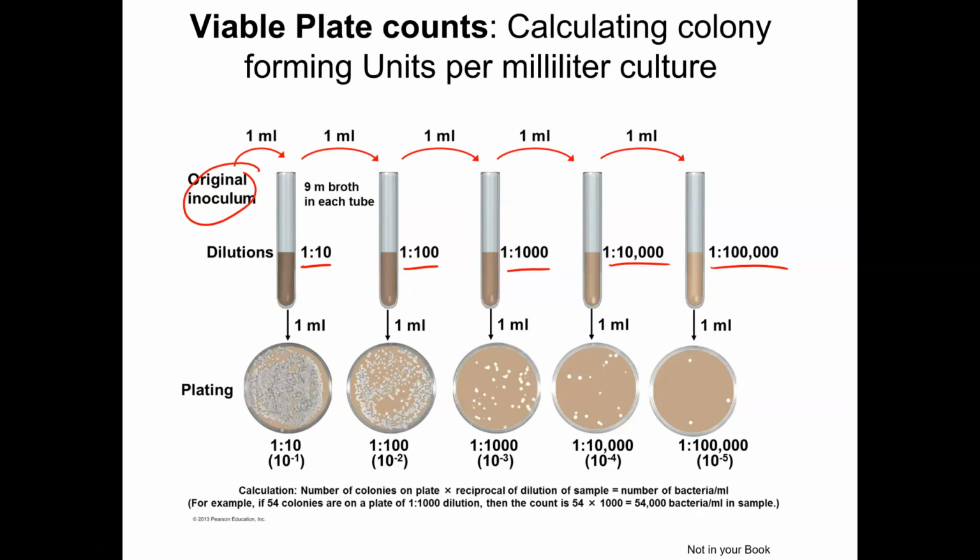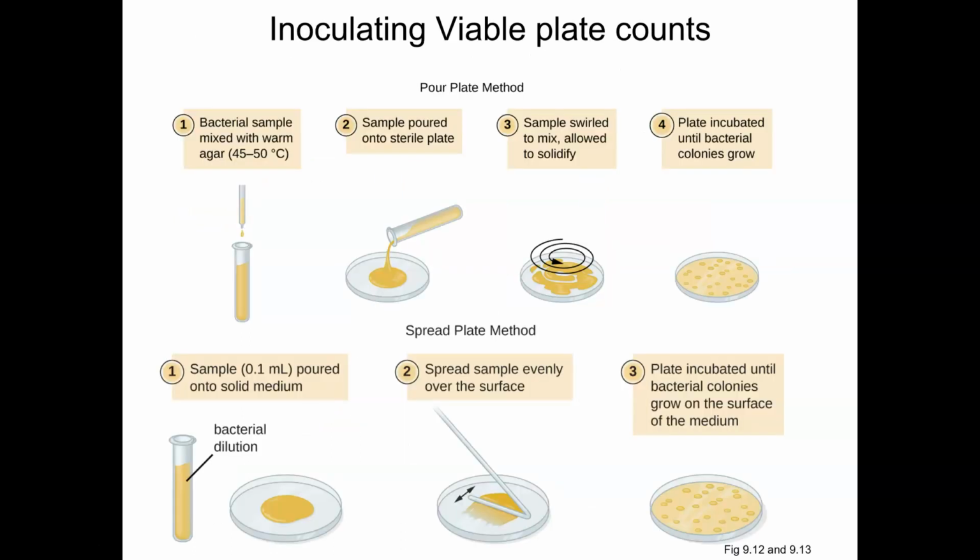What's next? You have to plate them. Yeah. So there's 2 methods to plating. You'll get a chance to do both of these this semester. So you're going to take your dilutions and either do what's called pour plating, where you mix your sample with molten agar. So you get to make your own Petri plates. That's neat. So that's what you'll do with the food lab.